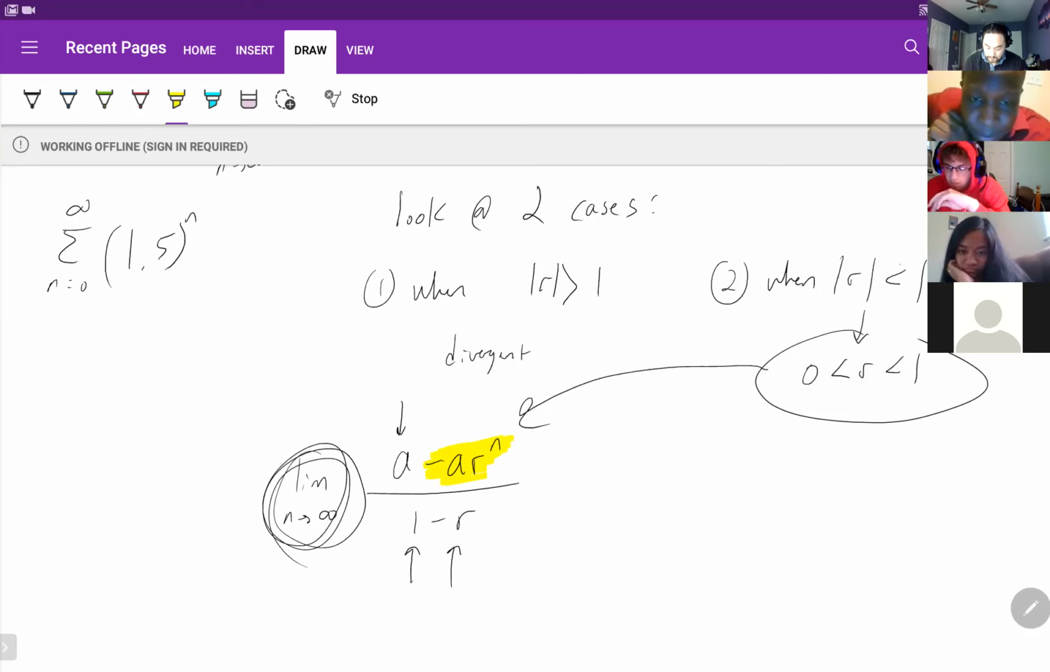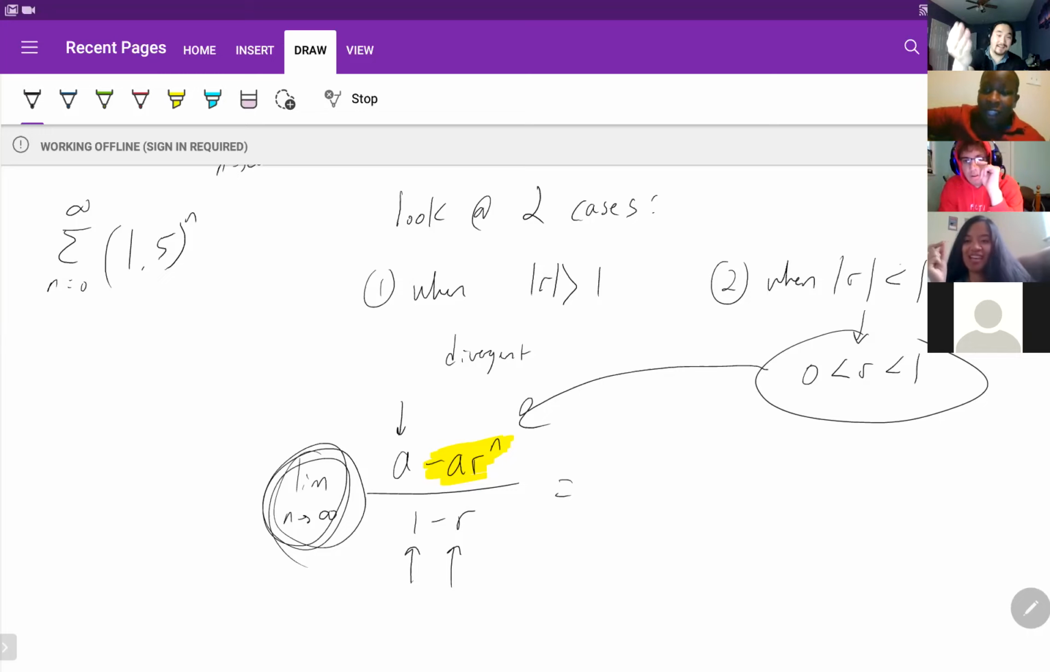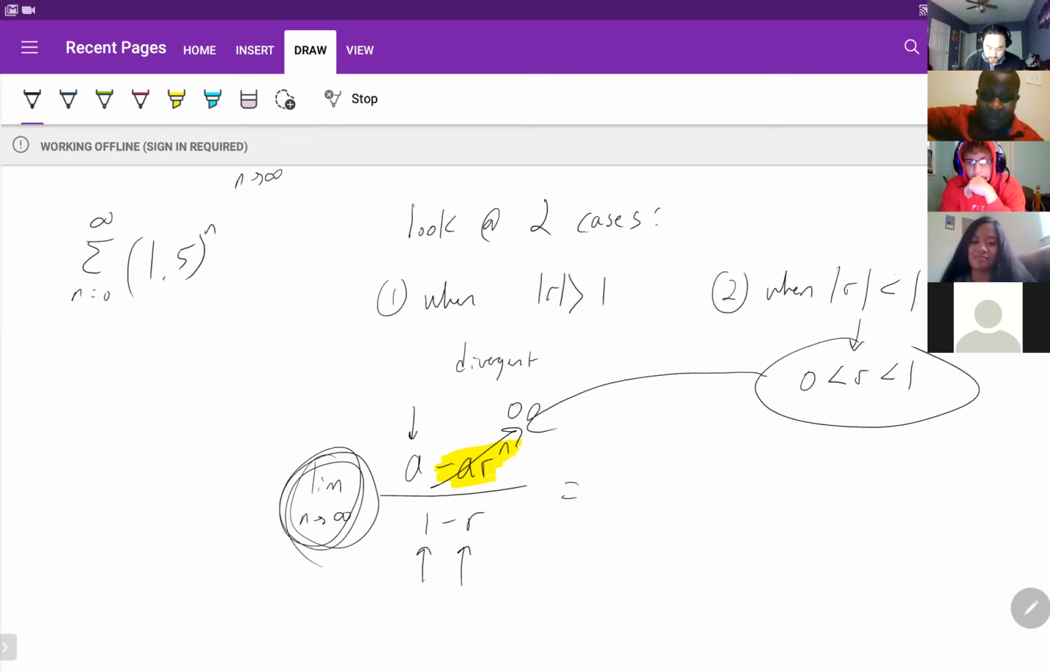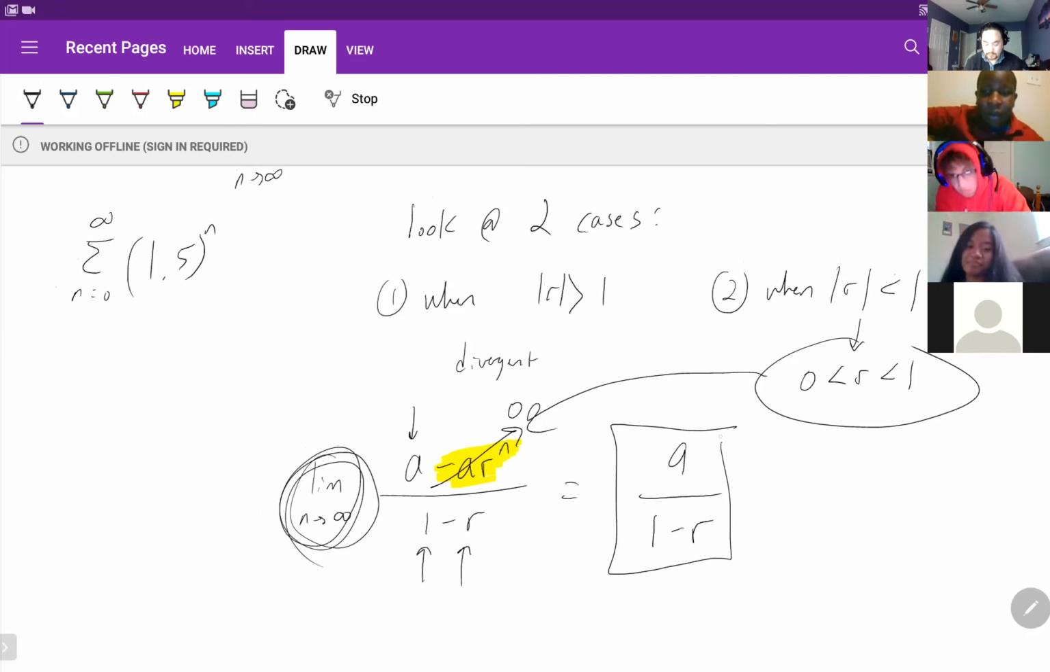And we take the limit as n goes to infinity, what happens to the highlighted area? What's going to happen to that? It's going to get smaller, smaller and smaller, right? What's a half times a half times a half times a half times a half times a half? It's going to get smaller and smaller. So this highlighted portion actually goes to 0, leaving you with a over 1 minus r. That should look familiar. You have definitely learned that in pre-calc or something. That's where this comes from.